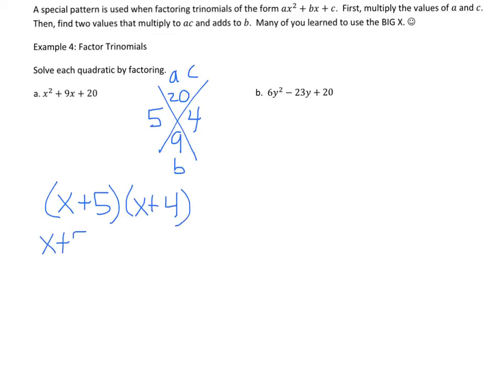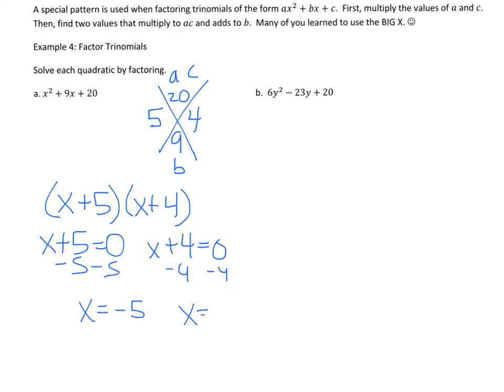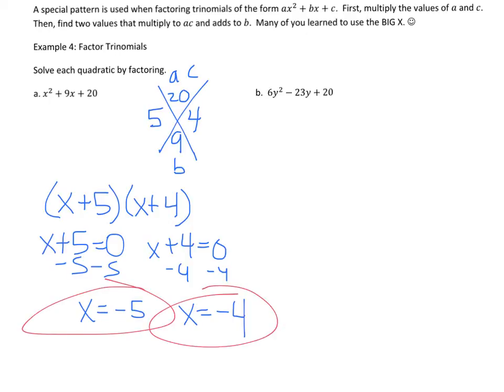Now to solve, we'll set each of those equal to 0 and solve for x. So I'm going to end up with x equals -5, and I'll end up with x equals -4 as my final answers. Moving on to B, we're going to do the same type of thing. We'll set up our big X.